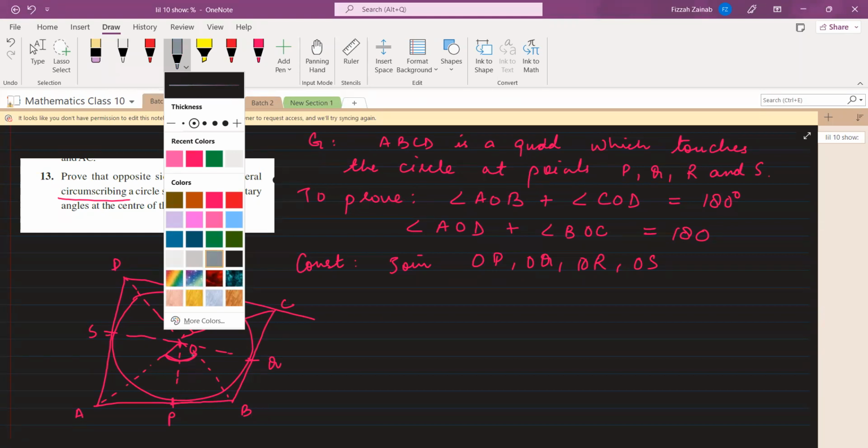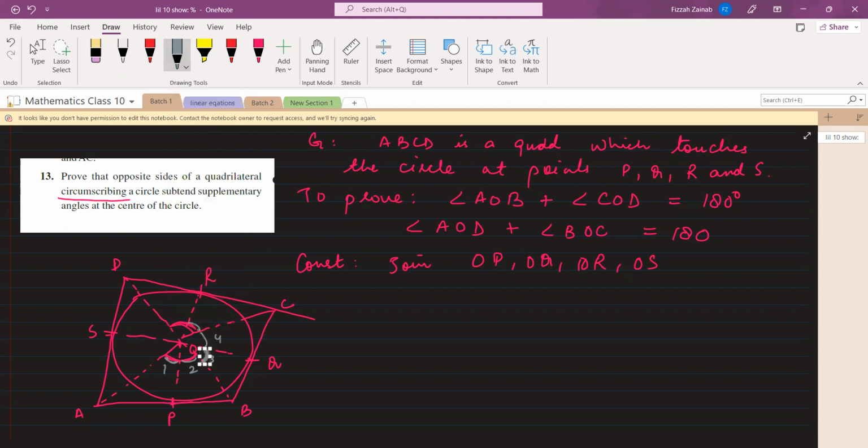Okay, so I'm giving them some names. I think it will be easier to solve that way. Just name them like this. Angle 1, this much. Then this is your angle 2, angle 3, angle 4. And this much is 5, right? This much is 6 and 7 and 8. Like that, you can name all the angles.